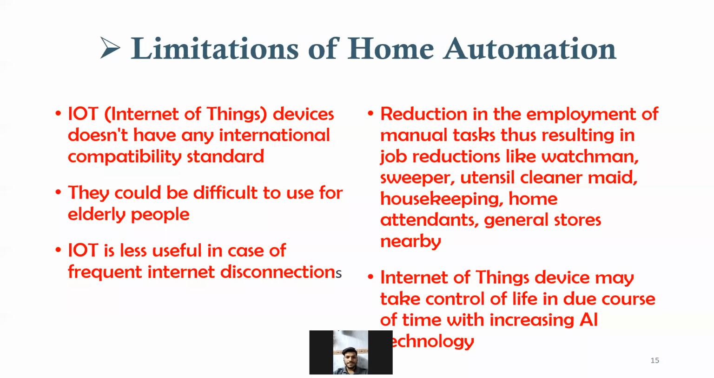Limitations of home automation. IoT devices don't have any electronic compatibility standard, which I think will be developed in the upcoming years. These could be difficult to use for elderly people. IoT is less useful in case of frequent internet disconnection. Without internet, we cannot operate an IoT-based system. Reduction in the employment of manual tasks, thus resulting in job reduction for watchmen, sweepers, utensil cleaner maids, housekeeping, home attendants, general stores nearby. Internet of Things devices may take control of life in due course of time with increasing AI technology.